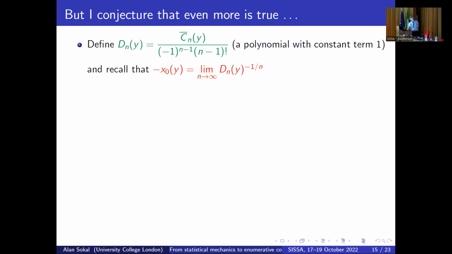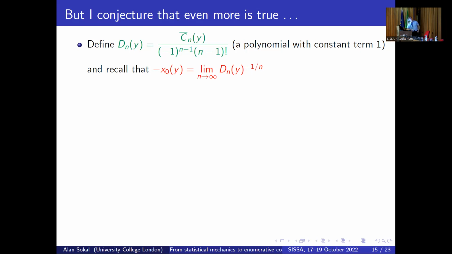But I conjecture that even more is true. So let's look at these c bar n of y's. And I'm just rescaling it to make it a polynomial with constant term 1. And then recall that the c bar n of y's are gotten by summing over the roots raised to the nth power. So if you take the 1 over n power of them, or the minus 1 over n power, you will recover the leading root.